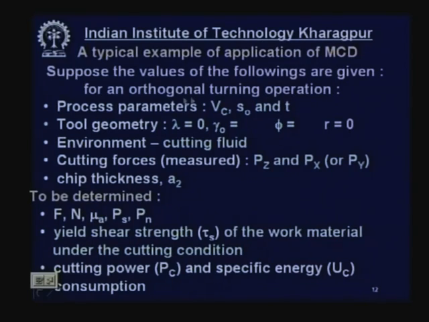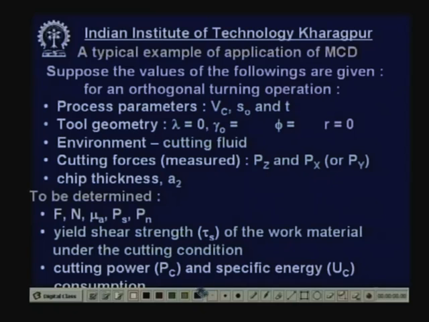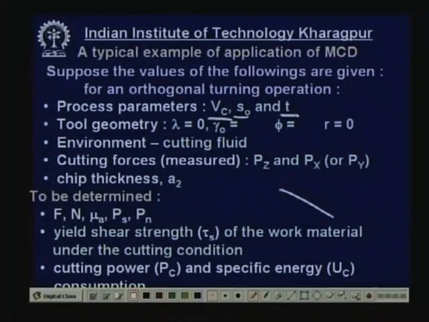Orthogonal turning, that means the chip flows along the orthogonal plane. Now, what is the information given? Suppose the process parameters like cutting velocity are known, feed is known, depth of cut is known. Tool geometry, here the lambda has to be 0, the inclination angle, otherwise it will not be orthogonal cutting.